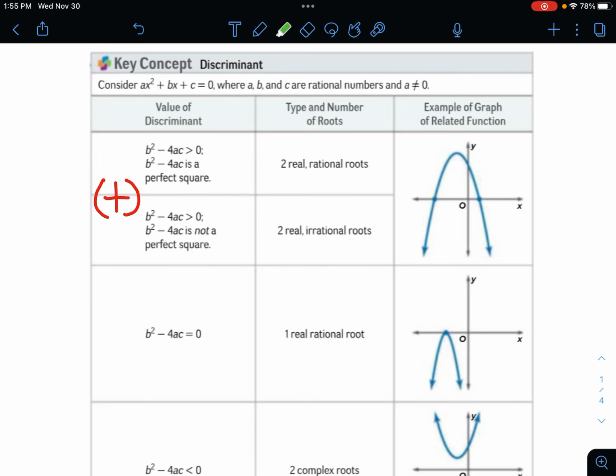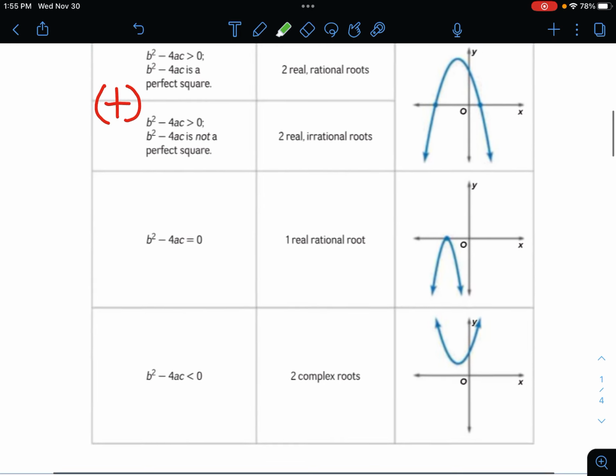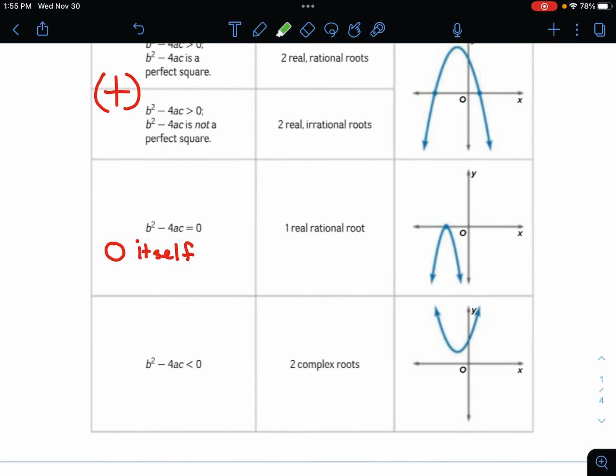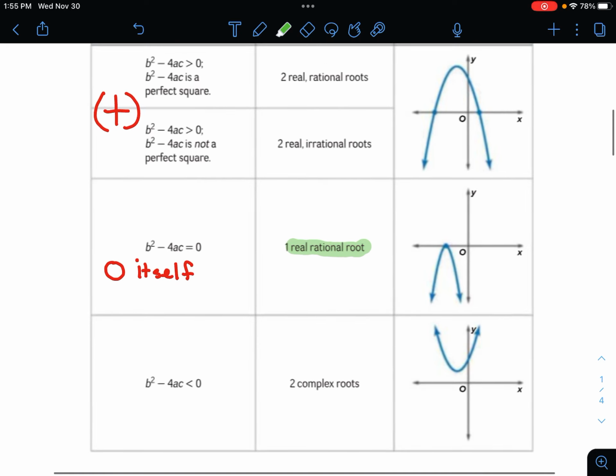Okay, so what happens if our number is not positive? Well, the other possibility is, what if our discriminant happens to be 0 itself? If that happens, then we're going to say that it has one real rational root. There's only one solution. And if I back up a little bit, you'll see here that there's a visual picture that goes with these discriminants.